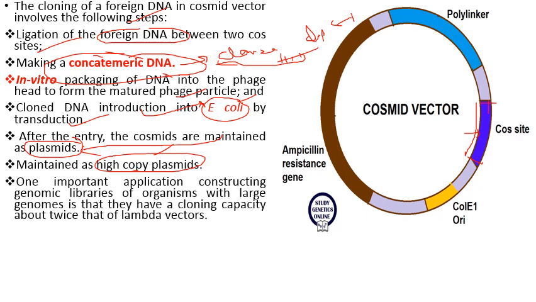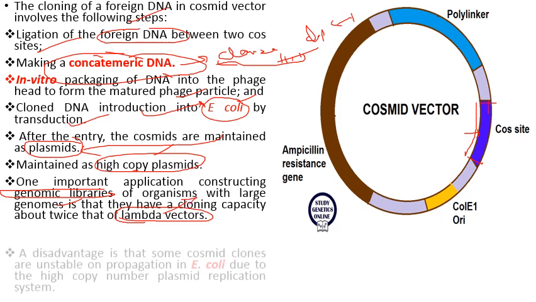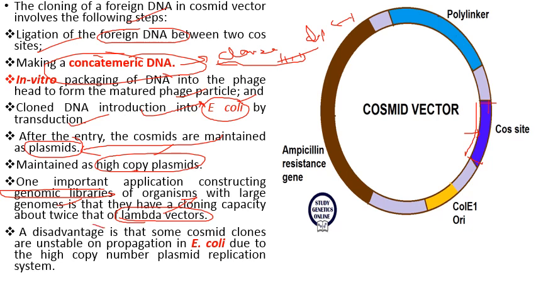And one important application of this vector is constructing genomic library of organisms with large genome size, as they have cloning capacity about twice that of lambda vectors. तो जो ये lambda bacteriophages होते हैं उनसे double ये cloning capacity इसकी होती है. But there is one disadvantage that some cosmid clones are unstable on propagation in E.coli due to high copy number plasmid replication system. तो इस वजह से ये E.coli के अंदर कई बार properly function नहीं कर पाता and becomes unstable. So this is all about this cosmid vector.